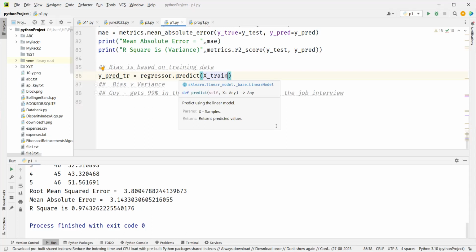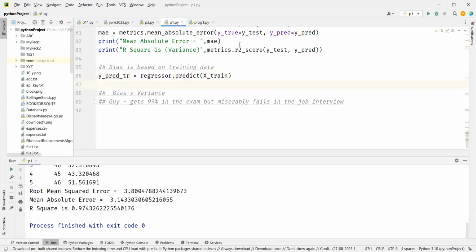So a model which is performing very well on training data has a very low bias. Very low bias but medium variance is okay. We don't prefer that, but we'll prefer a model which has medium on both bias and variance. Why? Because that model is thinking, that model has not mugged up and given the answer. So this is called calculating your bias. I'm going to say YPRED training.